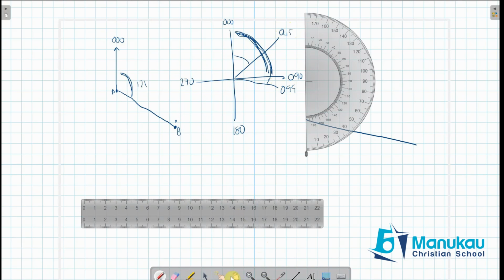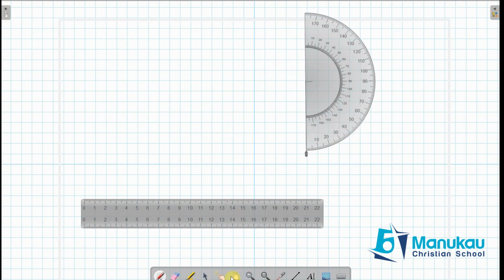Okay, I'm just going to clear all that. So that's kind of a rough introduction to how bearings work. I'm going to make some diagrams of some bearings. So the first one I'm going to do, oops, why is the eraser on? Okay, I'm going to do a bearing of 100 degrees. So I'm going to start off with a line.